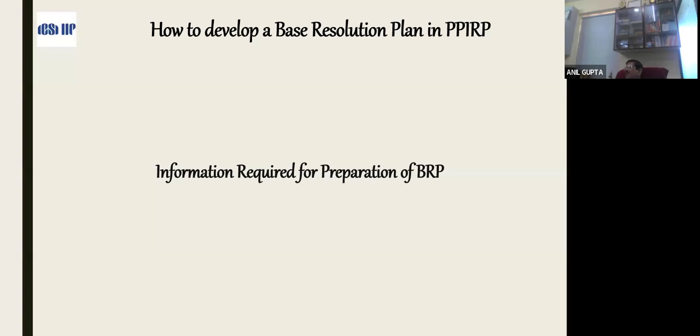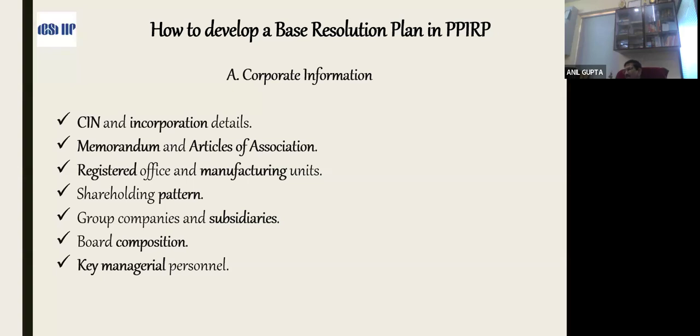And information required for preparation of a PPIRP. What type of information is required to start and execute the PPIRP and the preparation of the base resolution plan by the resolution professional? What information does he request under PPIRP to prepare the base resolution plan? One is the corporate information. To prepare the base resolution plan in a structured manner, chapter wise, chapter 1, corporate information, about the corporate debtor, not exceeding 2 or 3 pages.